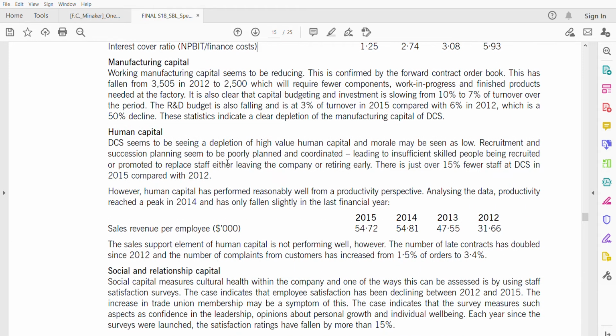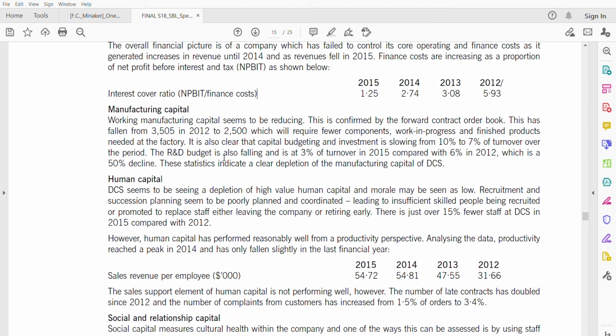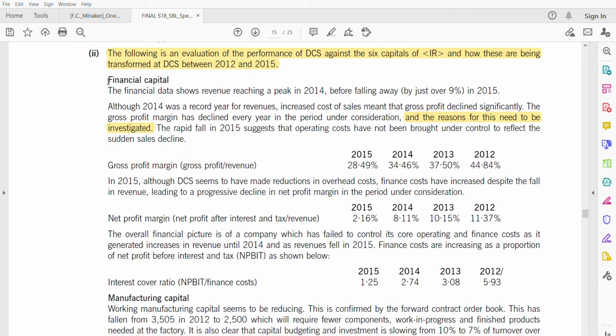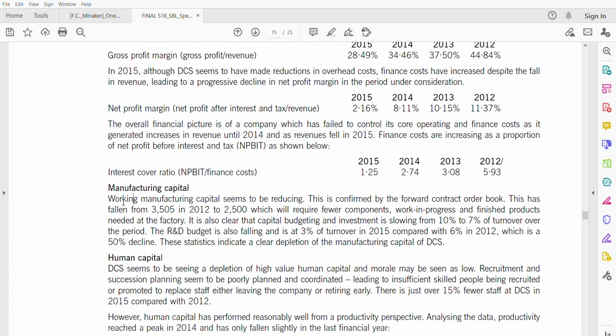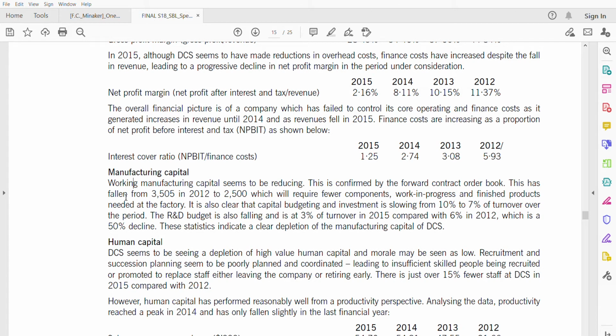Now let's go to the manufacturing capital. You can see that the biggest capital is the financial capital. Just see where the other capital is, just a few lines. You can just say a few lines, right? Let's go to the manufacturing capital. Working manufacturing capital seems to be reducing. How are they saying it? Just saying this sentence is not enough. If you're claiming something, if you're saying something is increasing, reducing, worsening or improving, you also need to back it up with evidence. This is what I'm talking about. Again, I will highlight it. This is confirmed by the forward contract order book from Exhibit 3.